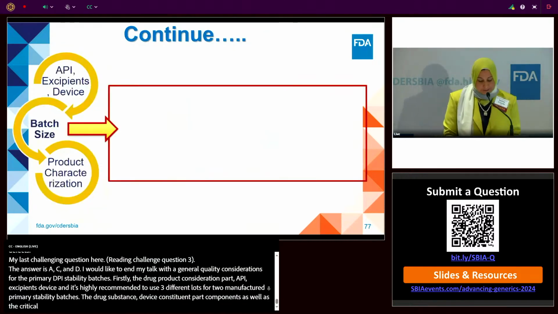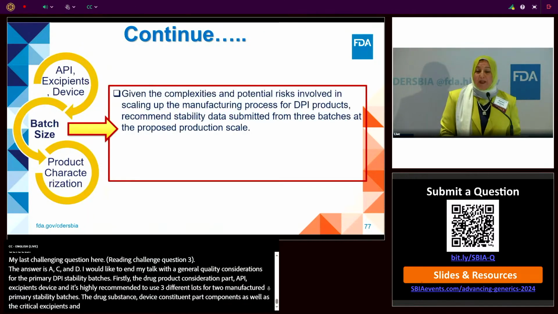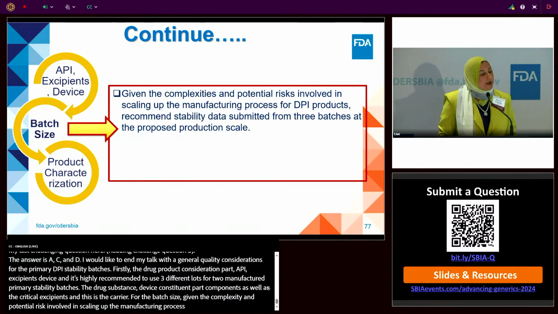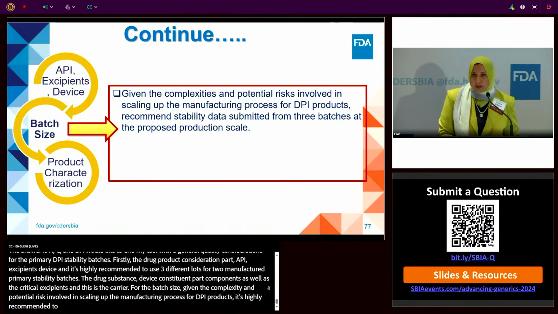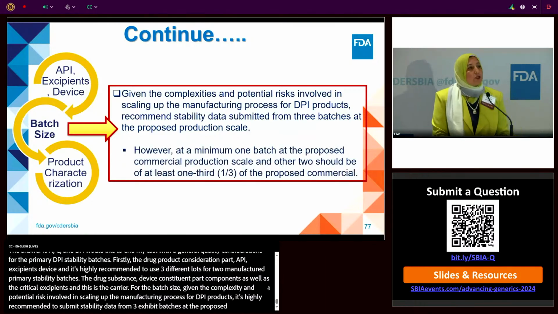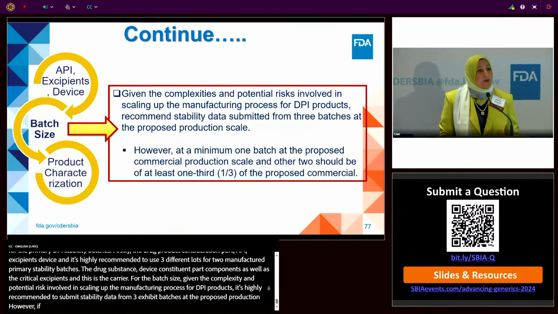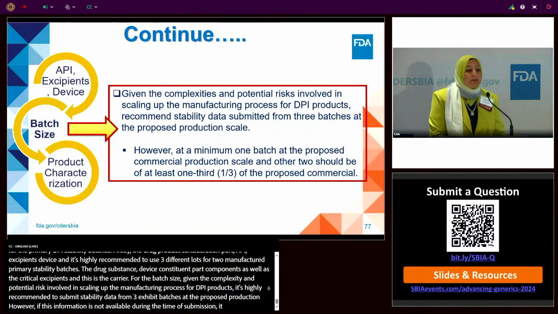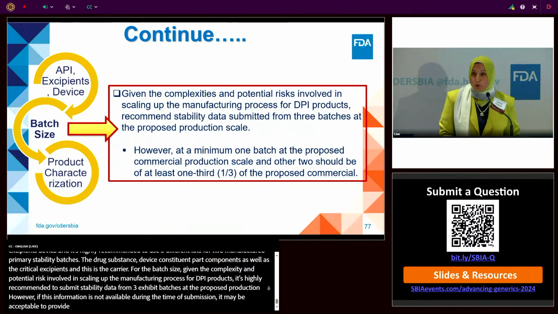For the batch size, given the complexity and the potential risk involved in scaling up the manufacturing process for DPI products, it's highly recommended to submit stability data from 3 exhibit batches at the proposed production scale. However, if this information is not available at the time of submission, it may be acceptable to provide at minimum 1 batch at the proposed commercial scale and 2 batches at 1/3 of the commercial scale.